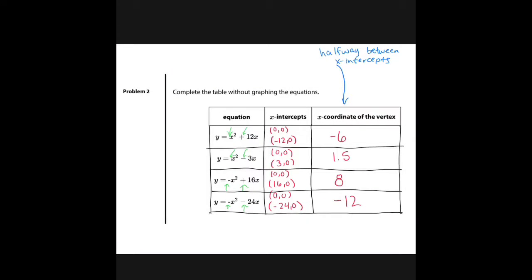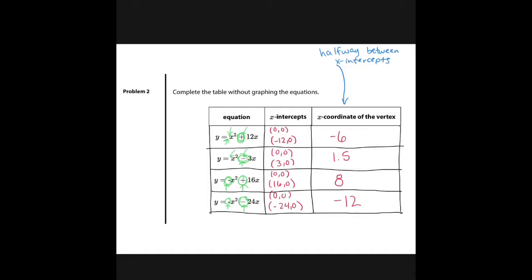Looking at number 2 on lesson 13, complete the table without graphing. And so your x-intercepts, how you find those, since you are not multiplying it by a 0 right here, then you would flip this sign, so it would be 0, 0, and -12, 0. Same thing with this one, you would flip this sign right here, so it would be positive. And then for the third one, since you are multiplying it by a -x squared, you would not flip this sign, so it would stay positive. And same with the last one, it would stay negative.